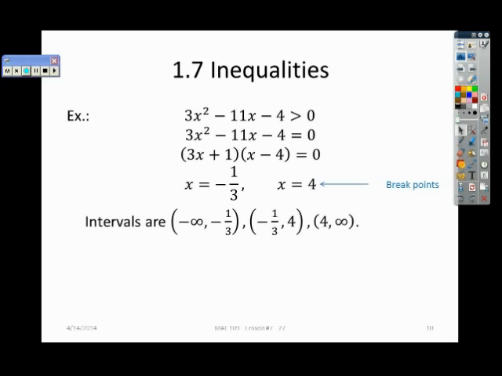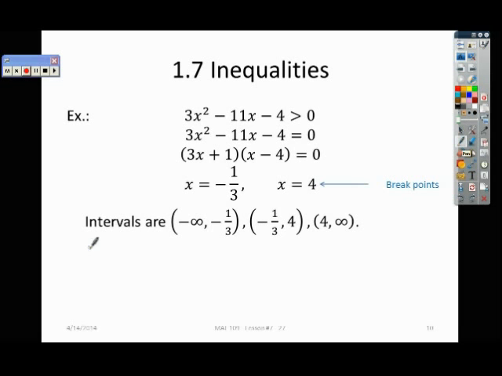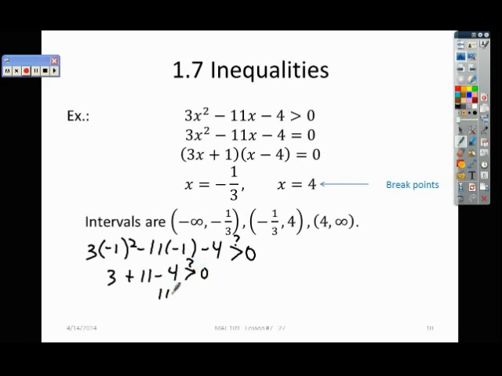What would be a good number to check for in this interval? What's easy to work with? -1. -1 is easy to work with. I can plug -1 back in up here. If I plug -1 in there, and is that true? That's what I'm trying to check. Is that greater than? So just do this calculation. That's going to be 3 plus 11 minus 4. Is that greater than 0? Well, 3 plus 11 is 14. Minus 4 is 10. 10 is greater than 0. That's true, right?